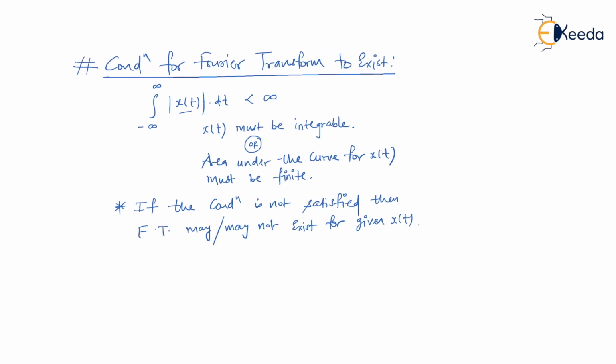So please understand this point is very, very important. If the given condition, so I'm talking about this condition, is not satisfied, then Fourier transform may or may not exist for the given x of t. So we'll see how.